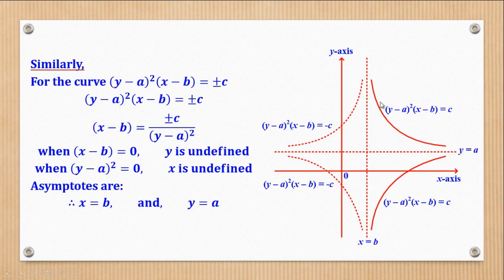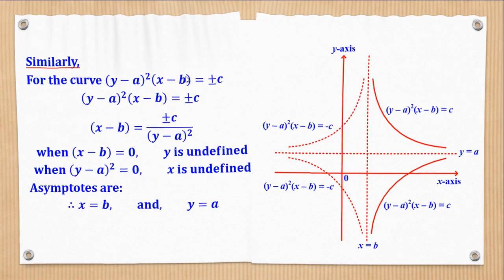Remember, like we saw previously, that when c is positive, the curve will be this and that. And when c is negative, the curve will be this and that. So those are the two shapes of the two curves given.